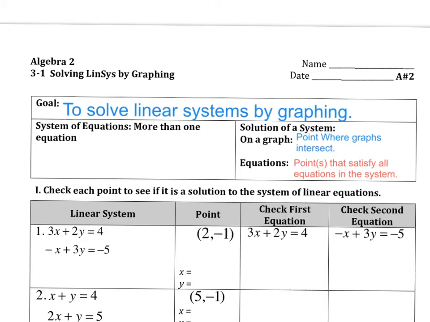So we're going to begin a whole new chapter, and we're going to be talking about what's called a system of equations. A system of equations. So a system of equations is more than one equation, and these equations can be any type.